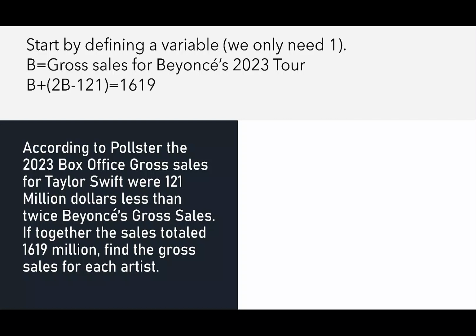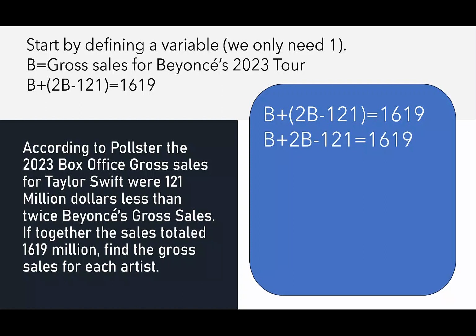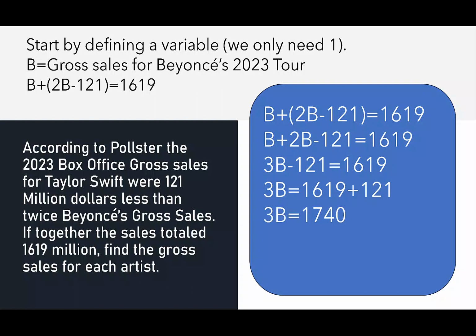Then we can see the sales for Taylor Swift are 121 million less than twice Beyoncé's gross sales. So we do 2 times B and subtract 121. When we put all of that together, we get 1,619 million, which is $1.6 billion. So we're going to drop the parentheses and then combine like terms. So B plus 2B gives us 3B. The negative 121 needs to go over to the right. So now we have 3B is 1,619 plus 121, which is 1,740. When you divide by 3, you're going to get 580.